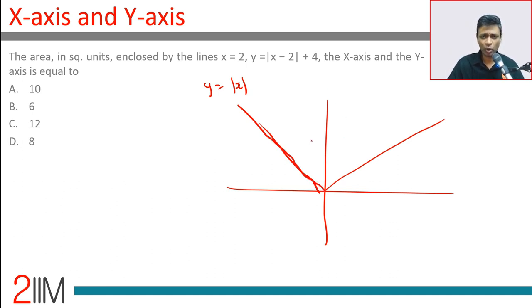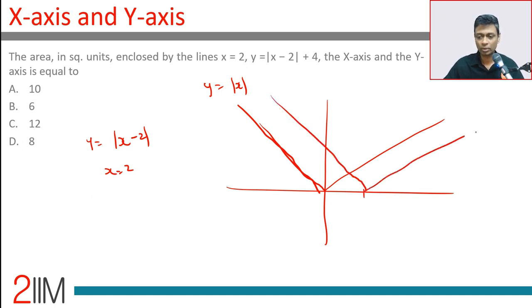Now I want to do y equal to modulus of x minus 2. Think about it. This will go to 0 when x is 2. Just shifting it to the right. Y equal to mod x is like this. Y equal to modulus of x minus 2 will be like this. How will y equal to modulus of x minus 2 plus 4 be? Add 4. 1, 2, 3, 4. It will be a line like this.